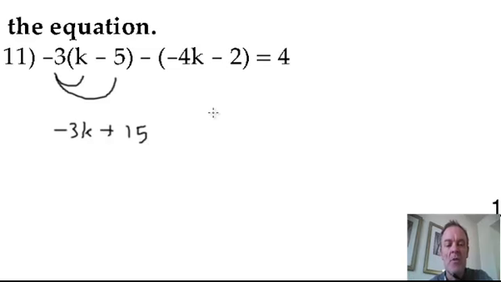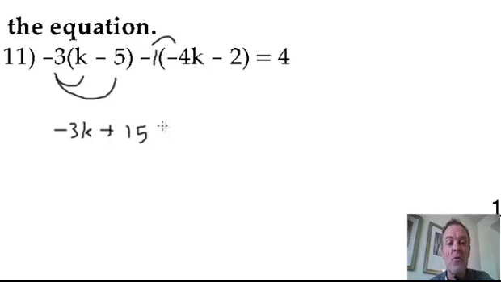Now, here's where some students get a little problem with this. I'm going to subtract this parenthesis. This looks a little bit awkward unless you think of that negative as a negative 1. You don't have to think of it as subtraction, think of it as a distributive law with a negative 1. This makes it easier.